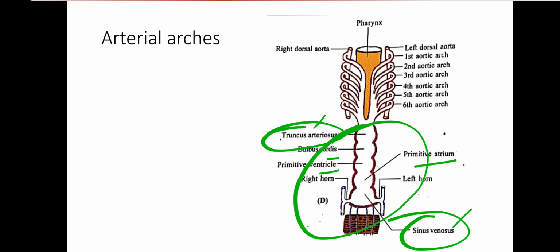And from the truncus arteriosus, we have the 6 arterial arches for each one of the pharyngeal arches that are arching around the pharynx and ending up into the right and left dorsal aorta. Okay, so we have the 6 arterial arches. Like that of the pharyngeal arches, the 5th arterial arch is going to be rudimentary. It doesn't appear or regresses immediately after it appears.